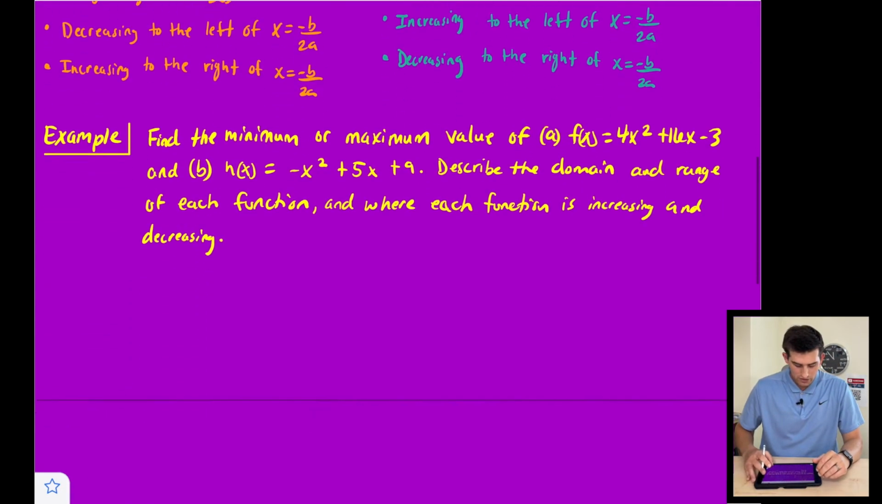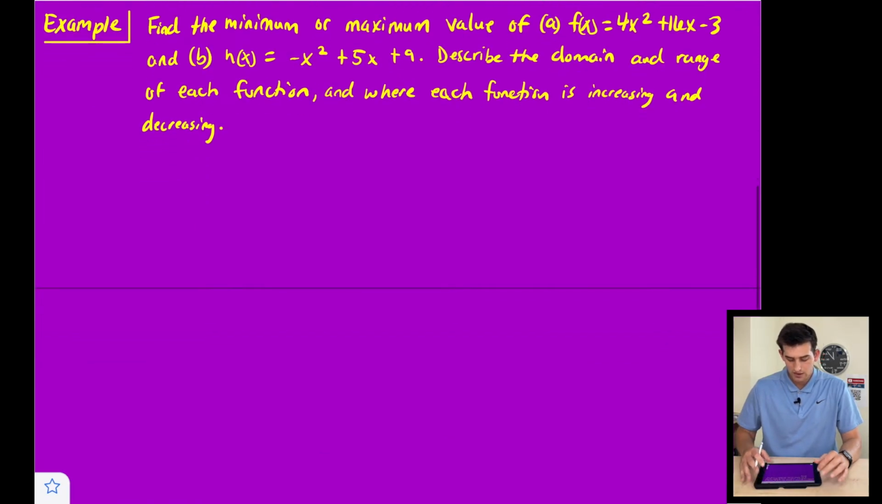Okay, so let's look at an example here. It's actually two examples in one. It says find the minimum or maximum value of f of x equals 4x squared plus 16x minus 3 and h of x equals negative x squared plus 5x plus 9. Describe the domain and the range of each function and then where each function would be increasing and decreasing.